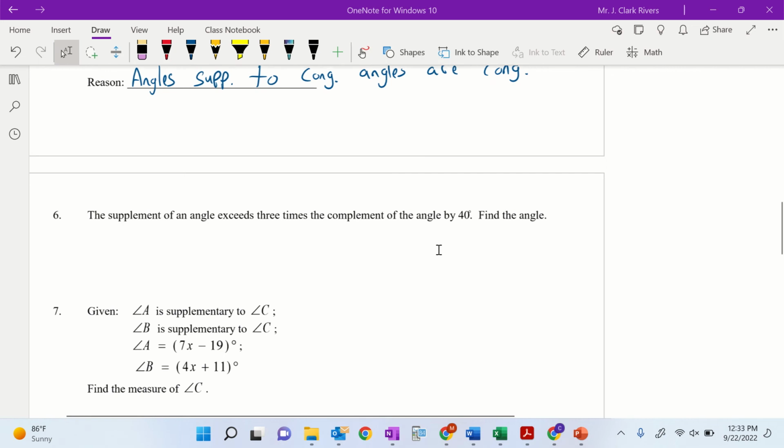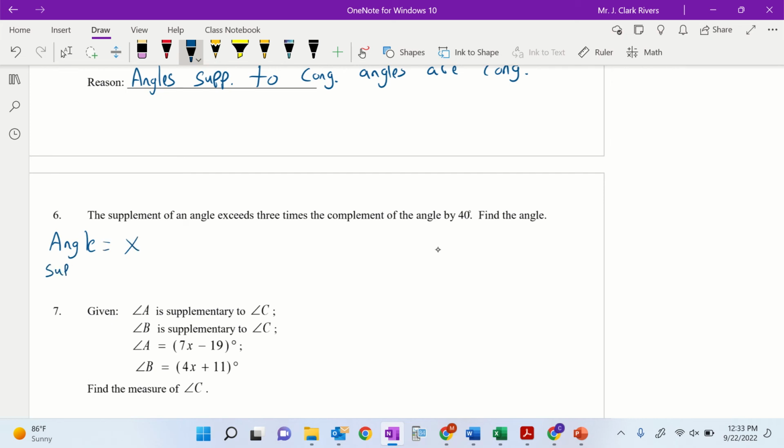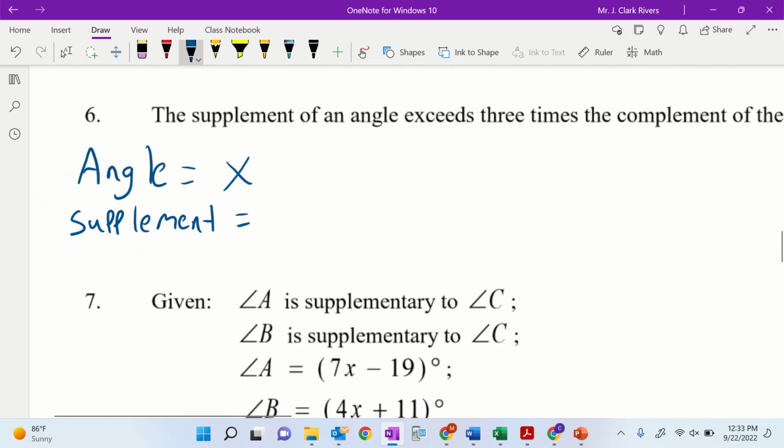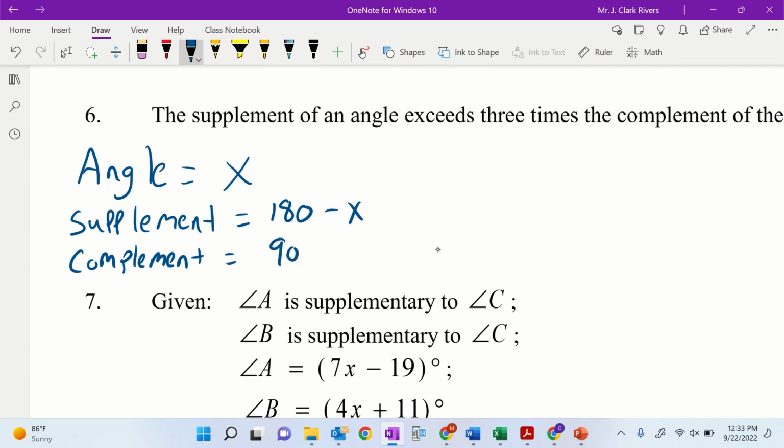Number 6 here. The supplement of an angle exceeds 3 times the complement of the angle by 40. Find the angle. So first ask yourself, how many angles are there here? 1, 2, 3, 4, 5, how many? 3, right? There's the angle, which is x. There's the supplement, which I'm going to hold a place for, I'm not going to read the problem yet, 180 minus x, and the complement, which I'm going to hold the place of using 90 minus x.